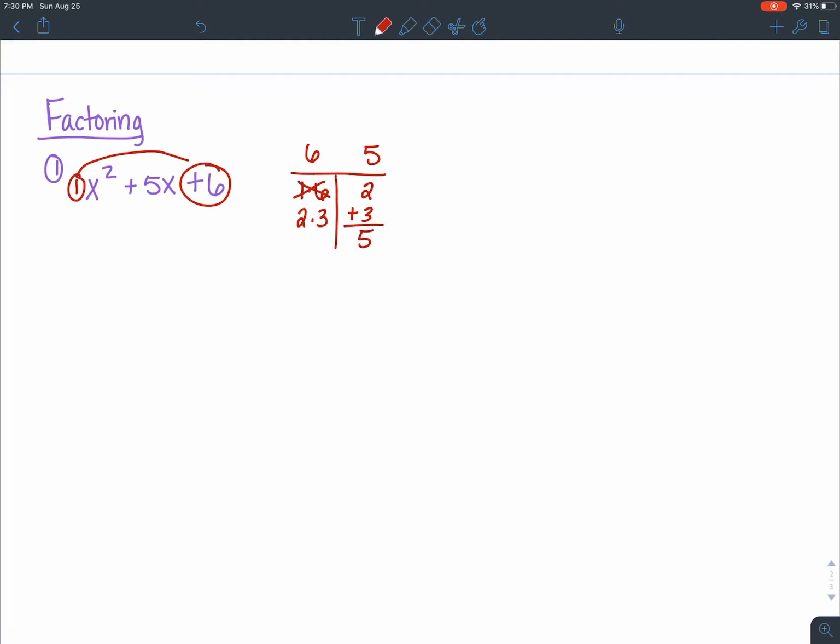I know I'm breaking this down. That's why we're flipping the classroom, so that I can break it down, just in case. And then that's your factors.